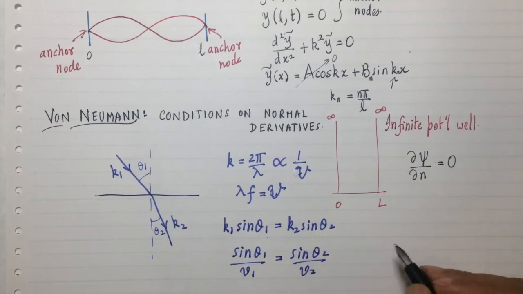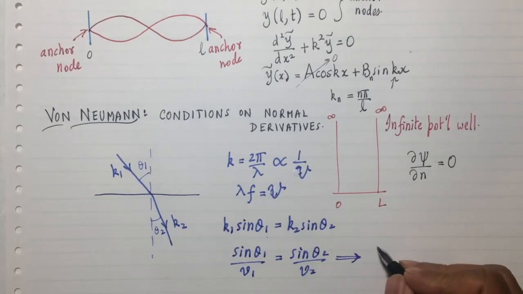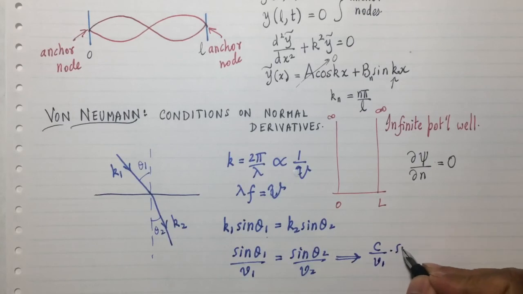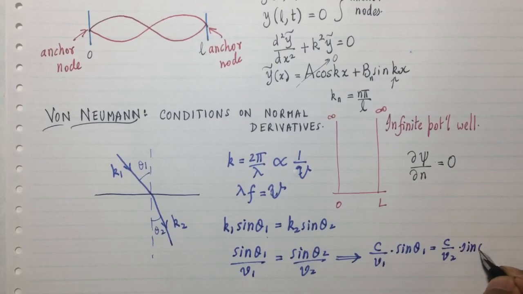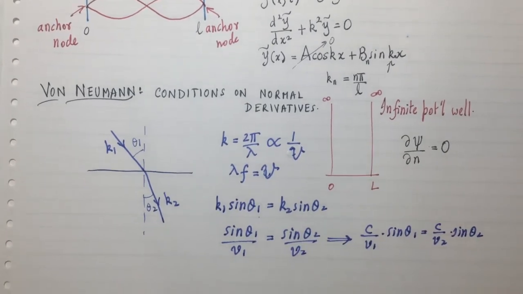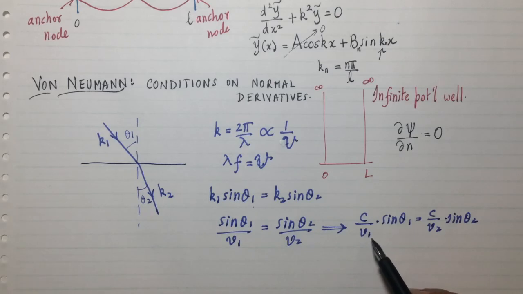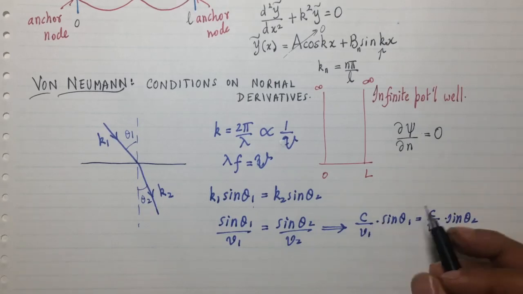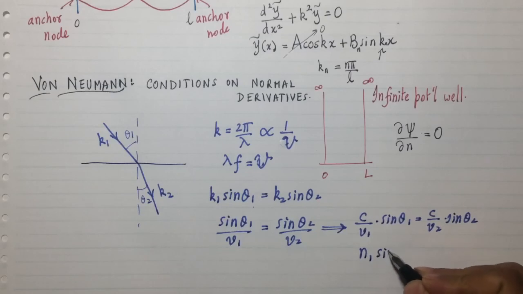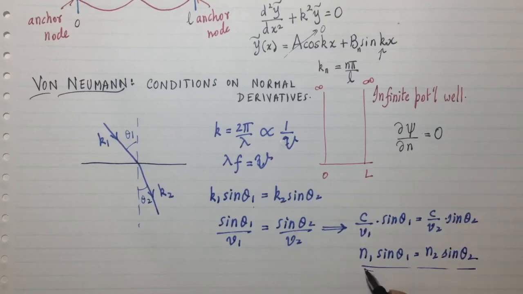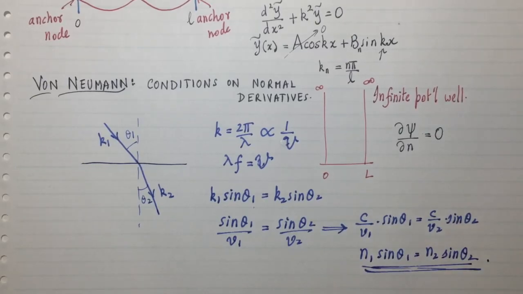Now I'm going to multiply both sides by the speed of light. c over v1 times sine theta 1 equals c over v2 times sine theta 2. Another name for the ratio of the speed of light in vacuum to the speed of light in the medium is the refractive index. So n1 sine theta 1 equals n2 sine theta 2. In this manner, by just stipulating that the normal derivatives are discontinuous but the tangential derivatives are continuous, I have derived the law of nature known as Snell's law of optics.